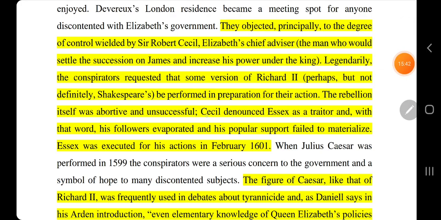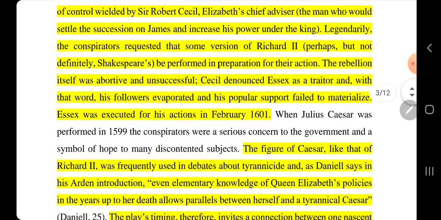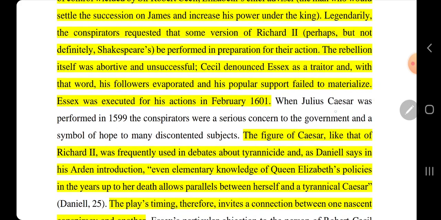So Cecil, as we have said, the chief advisor of Queen Elizabeth, denounced Essex as a traitor, and Essex was executed for his actions in February 1601. So when the play Julius Caesar was performed in 1599, the conspirators, what I mean by the conspirators here is the conspirators against Queen Elizabeth.